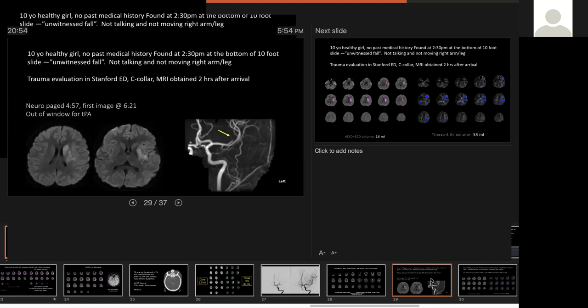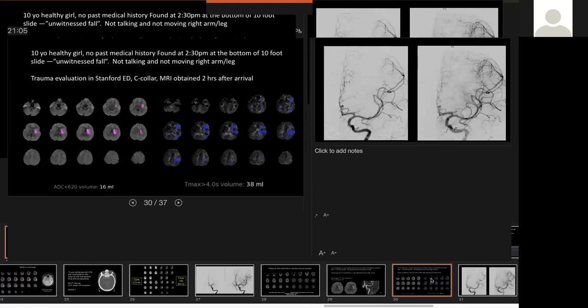So here she is being identified with an M2 occlusion, now quite a few hours after she had first had her fall. So here's the imaging. And what we've been finding in the kids is that rather than using the 6-second Tmax threshold to identify penumbra tissue, we've seen many children whose clinical deficit corresponds with that 4-second delay. So we think for kids, the threshold for penumbra is going to be different on the neuroimaging.